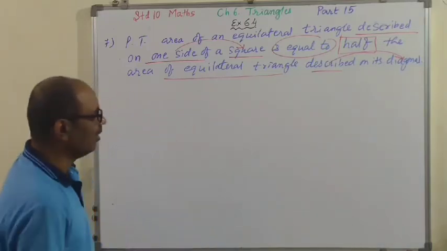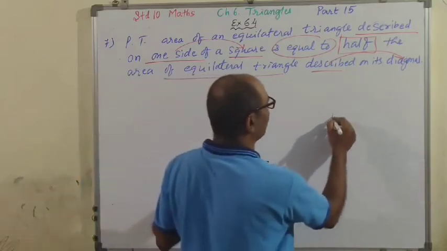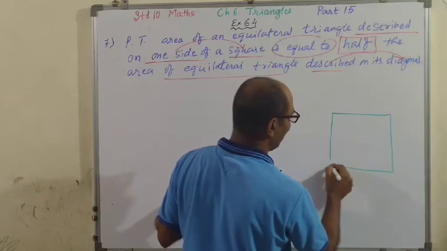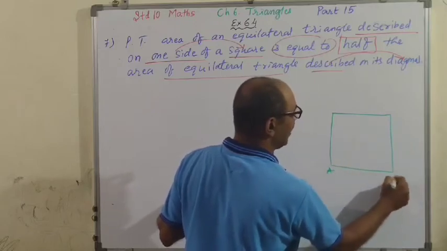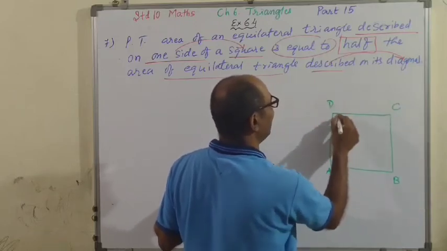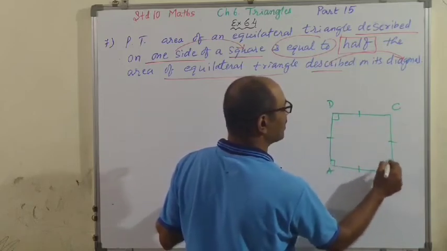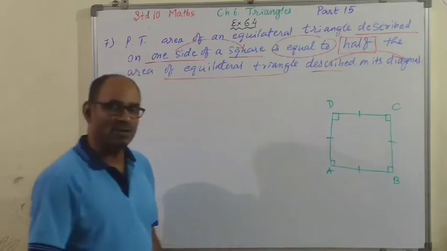Okay? Here, I draw one square. You should know what is a square. Let's say this is square ABCD. All sides are equal and all angles are right angle. Is that okay?